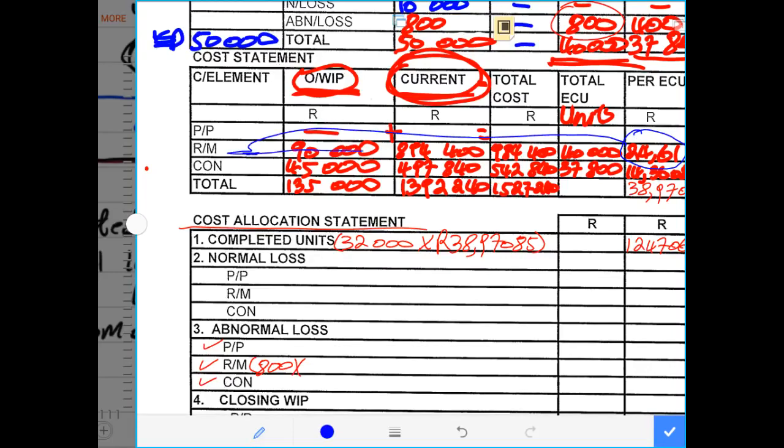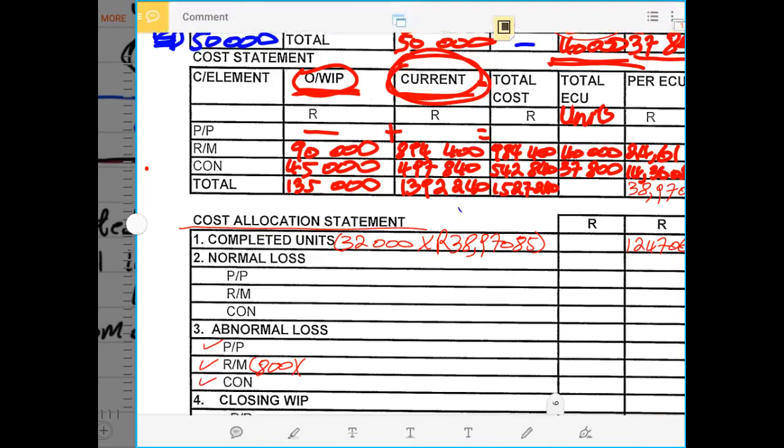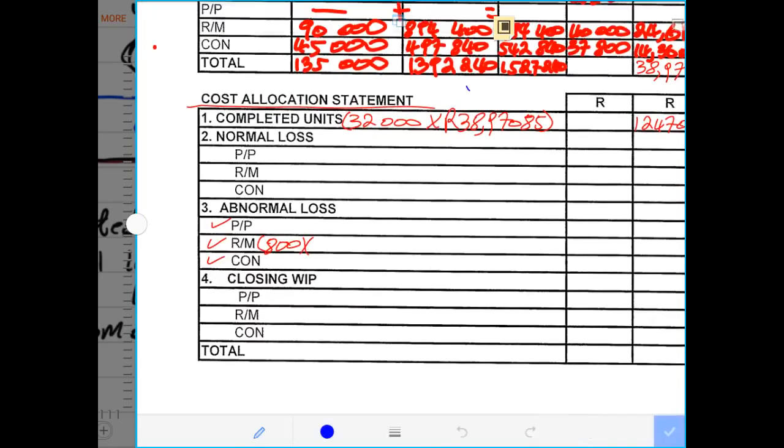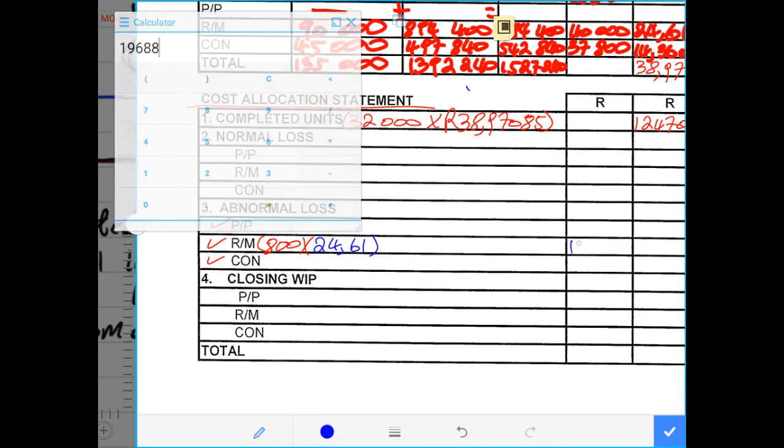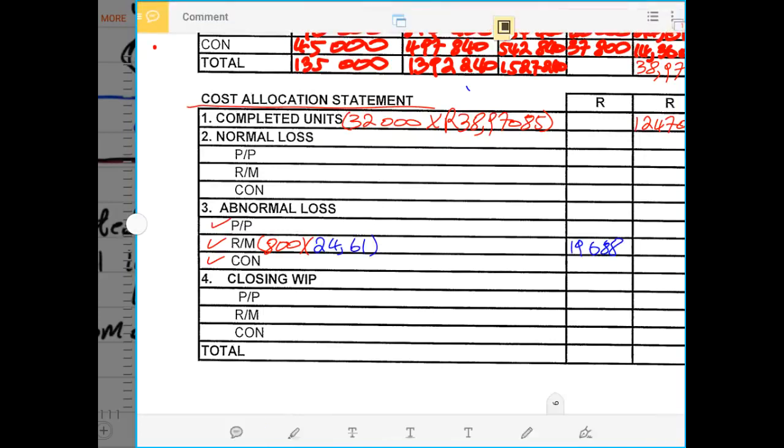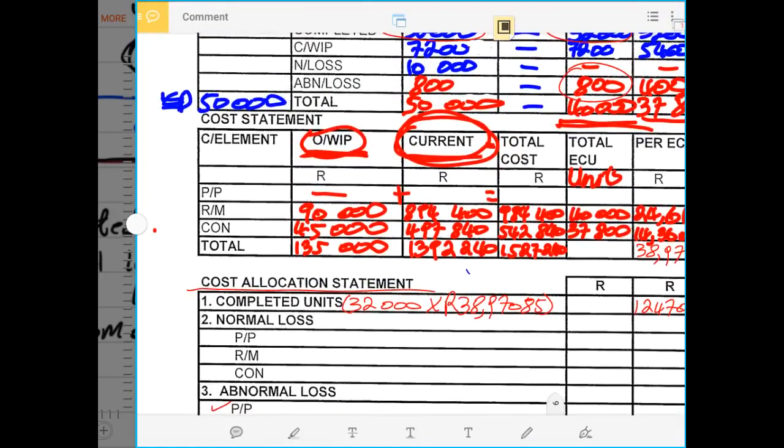It's in the same line. In terms of raw material, there it is. So now that is the raw material cost per unit. And we take that, we multiply by that abnormal loss, which is 24.61 cents. Then we check how much will that give us. 24.61 cents, multiplied by the abnormal loss units, will give us a total of 19,688.